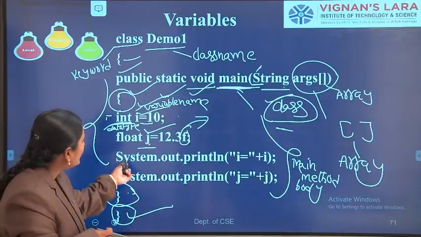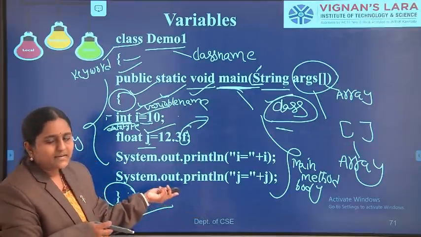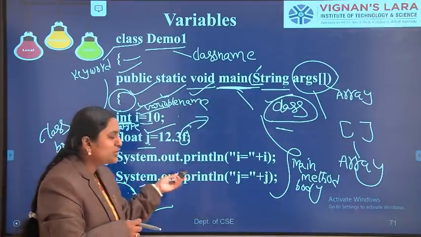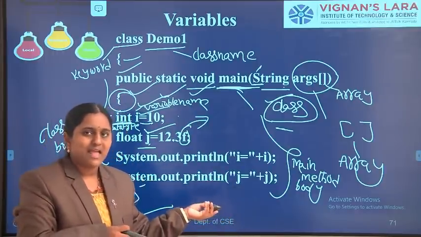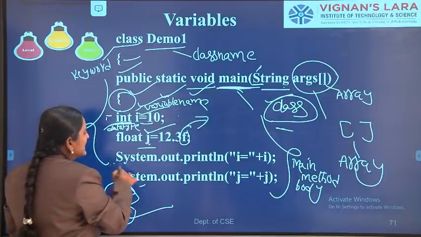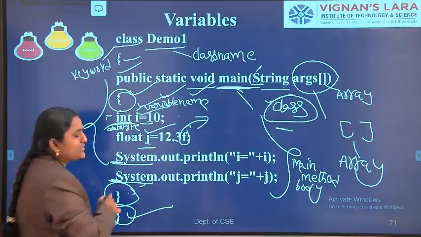I have to print these two values on the console, so we use the output statement System.out.println. This is similar to the printf statement in our C programming language. Here System is a predefined class, and in System the first letter S should be uppercase.